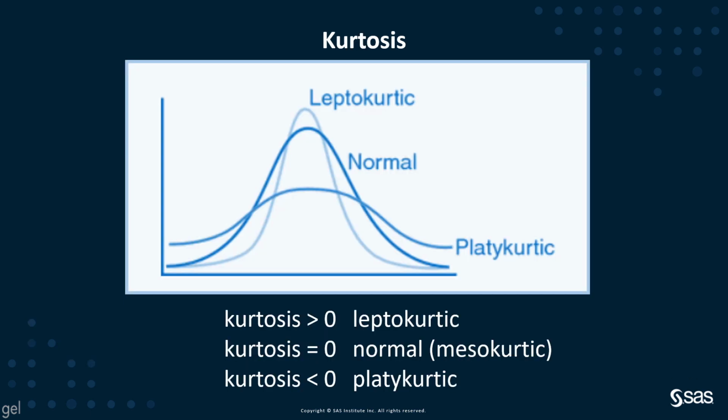Kurtosis tells you how tall and skinny or short and fat your distribution is. So if the kurtosis is greater than 0, it's leptokurtic, or tall and skinny with thin tails. If the kurtosis equals 0, it's normal or mesokurtic, and if the kurtosis is less than 0, it's platykurtic, or flat, and your tails are heavy. There's a lot of data that falls into the tails in the distribution.